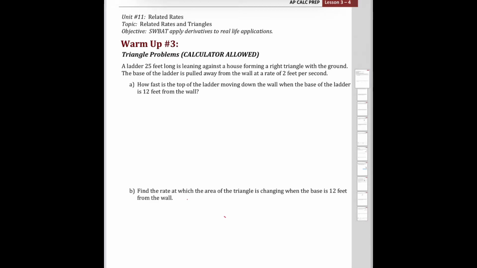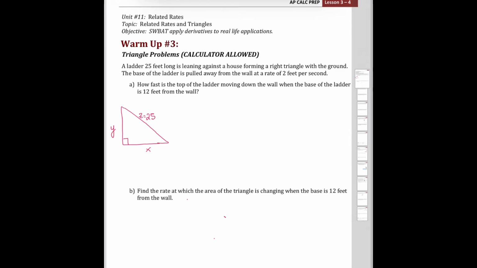Okay, so it's saying a ladder 25 feet long is leaning against a house forming a right triangle from the ground. So we have a right triangle, right? And that's my ladder. The hypotenuse of the right triangle is my ladder, which is 25 feet. Let's start labeling. This is a right triangle. I'm going to label my horizontal distance as x. This is y, and I'm going to say my z is 25.